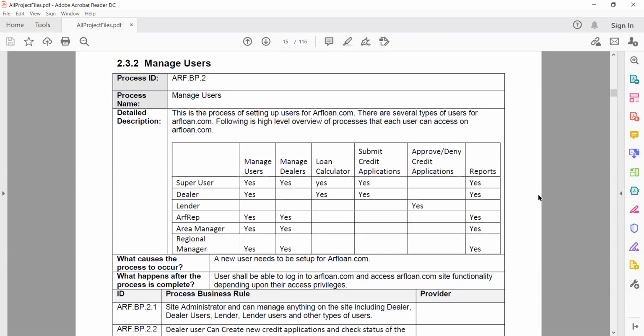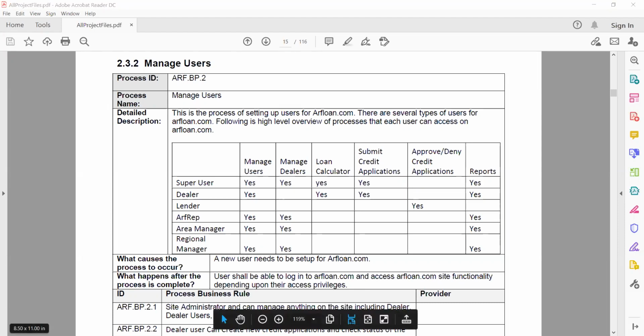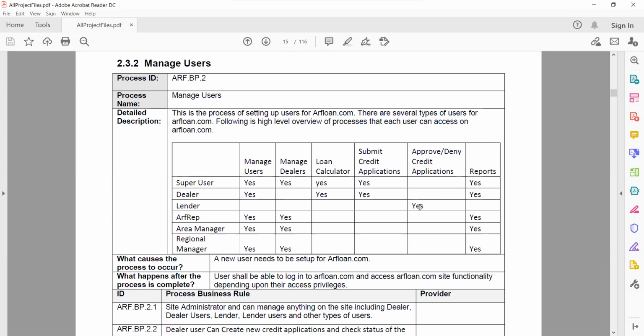So in every system, you're going to have some sort of user management functionality. And this table, which you're seeing right now on the screen, essentially tells you on the left-hand side what the different types of users in the system are. And then when you go into different columns, it is telling you what functions each one of the users can access. So in this scenario, just by looking at it, I know, hey, as a super user, I can do everything but approve or reject credit applications. Right? And if I'm a lender, the only function I can access in the system is approving or rejecting credit applications.